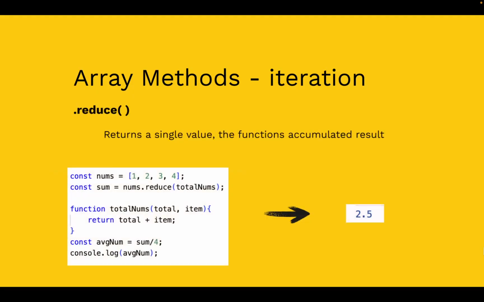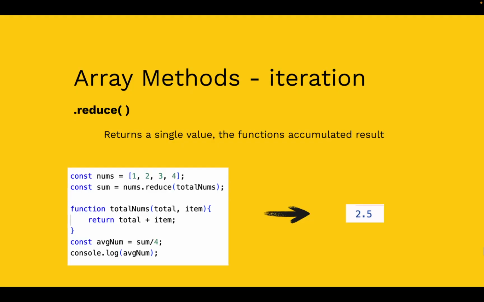The reduce method returns a single value. The function it calls accumulates the result. This time, the function has 2 parameters, one for the accumulated result and one for the current value. Here, all the numbers are added together to get 10, and then it's divided by 4 to get the average.